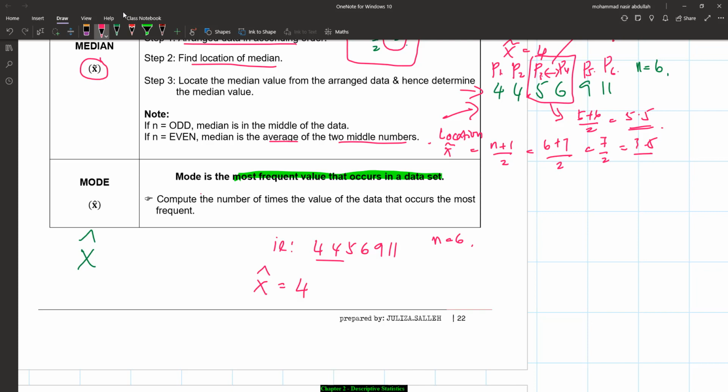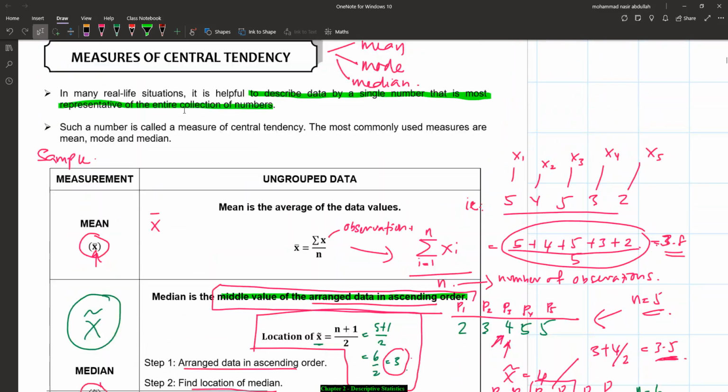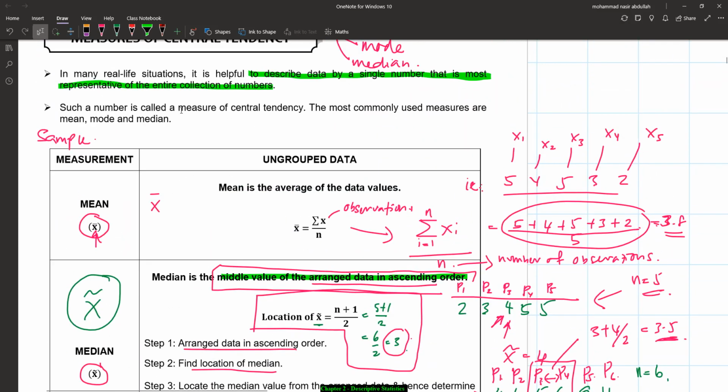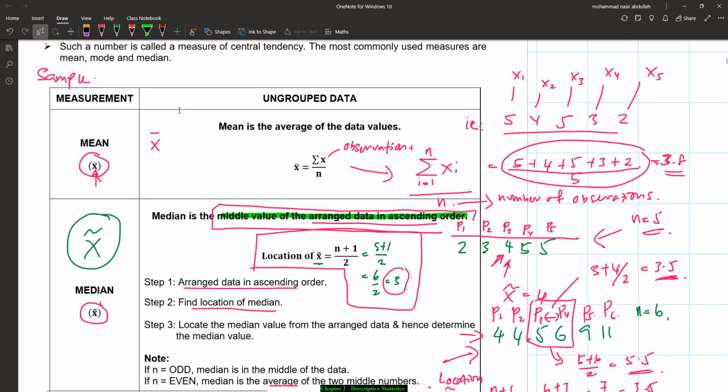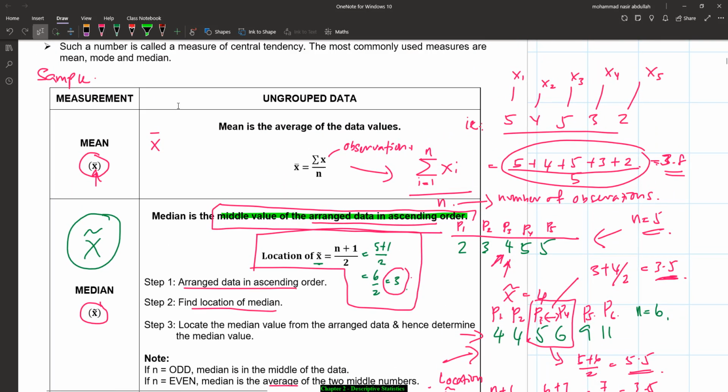Can you understand? Okay. Any question regarding the mean, mode and median? I think this is very simple, right? We are just focusing on ungrouped data. Very simple. So the calculation is for ungrouped data. Remember, this is for ungrouped data.